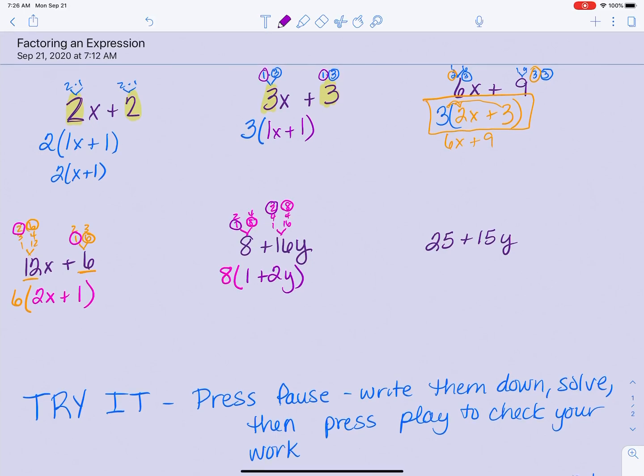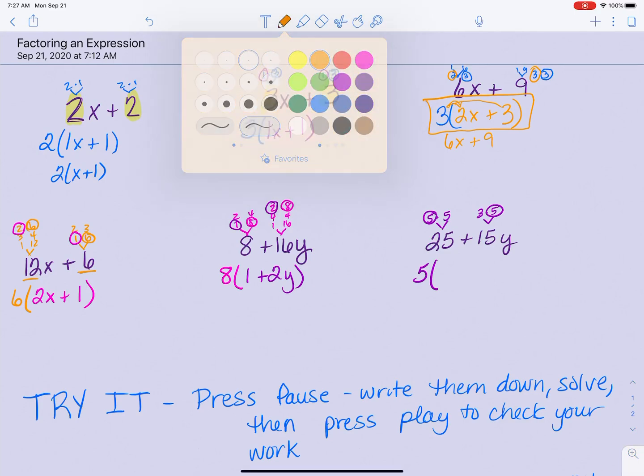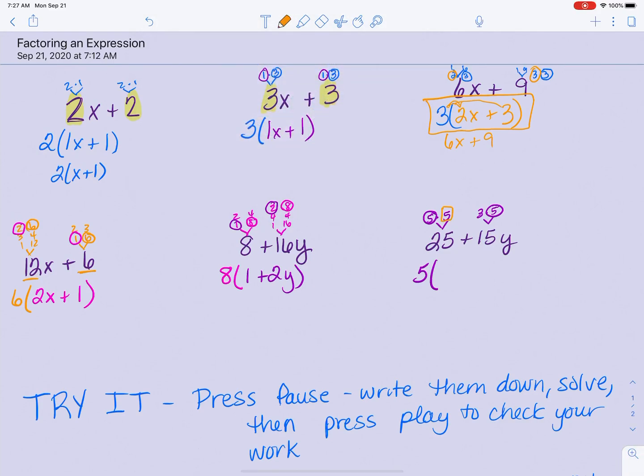Okay, so if I look at 25 and 15, I'm immediately thinking those are both multiples of 5. So let's see if that's the best one. So this is 5 times 5. This is 3 times 5. So they obviously have a common factor of 5 that I can pull out and write down what is left. So this 5 goes here. It does not have a y. And this term goes here. And so that one is solved.